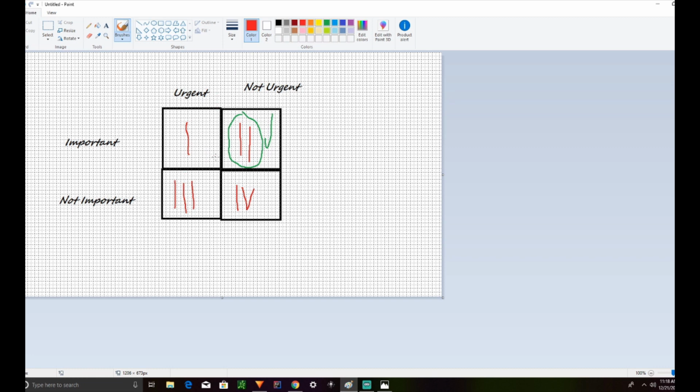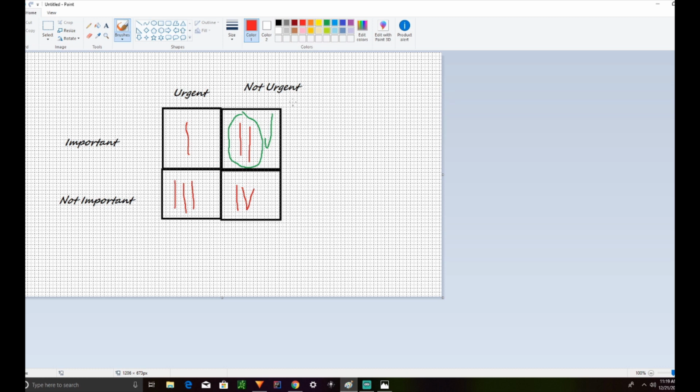An example of a quadrant 3 activity: say you were about to make a video and a friend called you up to hit the bars and get some drinks. That's not really important, but it is urgent. So if you were to decide to go out with your friends, that's a quadrant 3 activity.